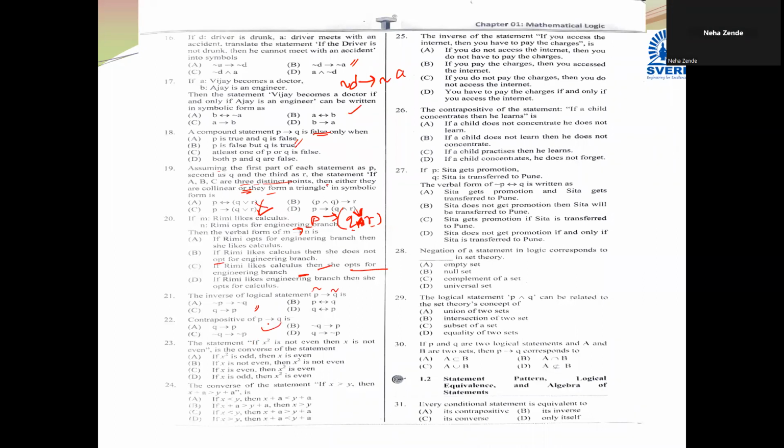What is contrapositive? Option number C. Right. होतील आणि negation येतील. Negation Q tends to negation P. पुढे. The statement, if x square is not even, then x is not even.